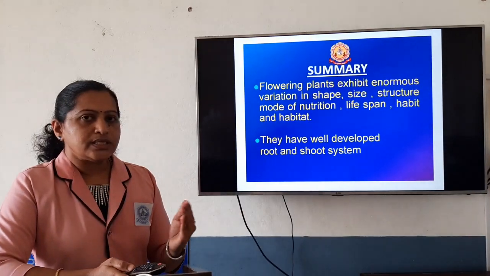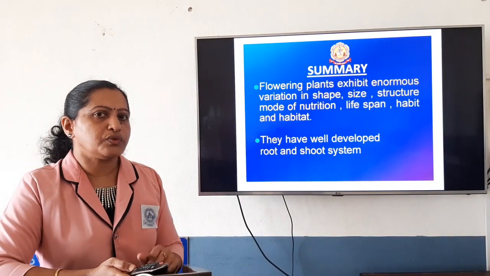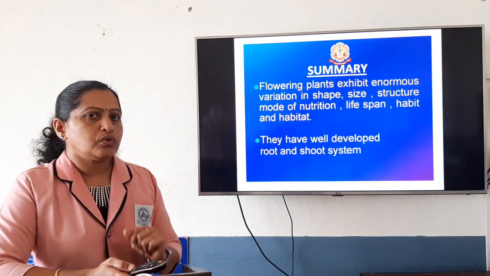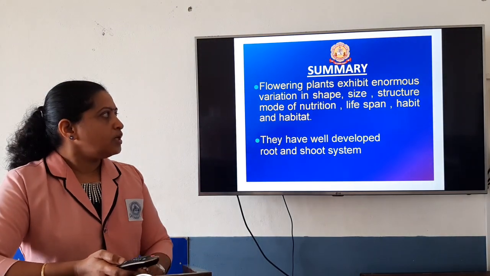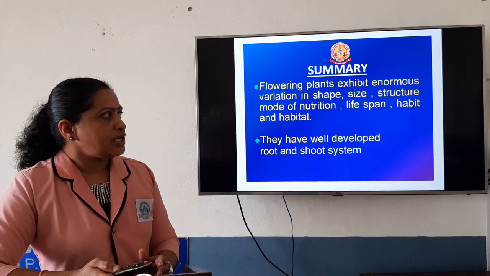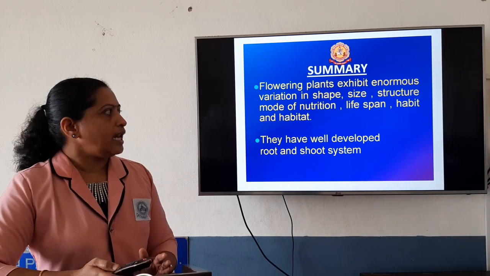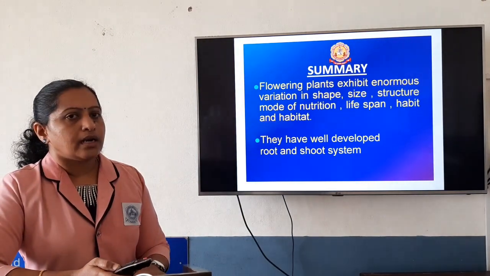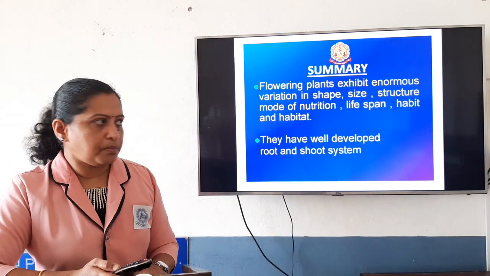So next we will just glance at the summary of the chapters. Here we come across various terminology. Just note down these terminologies as well as their definitions. So flowering plants exhibit enormous variation in shape, size, structure, their mode of nutrition, lifespan, habitat, as well as habit. Habitat is the dwelling place of the plant.